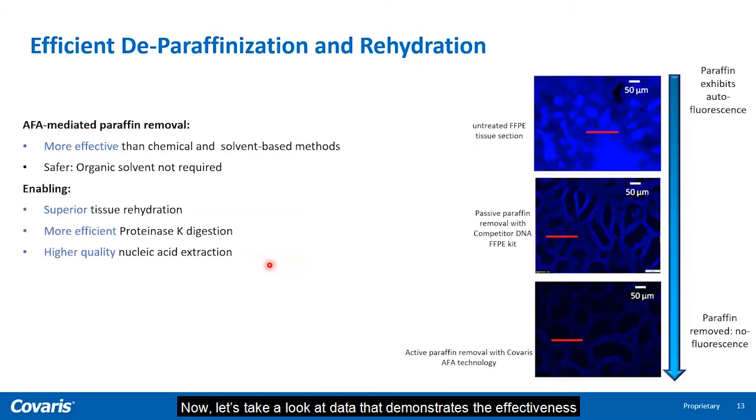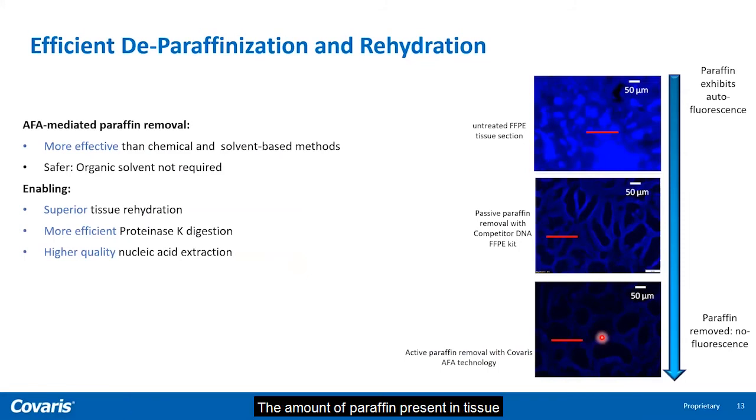Now let's take a look at data that demonstrates the effectiveness of AFA-based active paraffin removal. To compare the efficiency of AFA-based active paraffin removal to a passive removal with a chemical agent, 3 adjacent tissue sections were cut from the same tissue block. First section was left unprocessed. The second section went through competitor organic solvent-based passive de-paraffinization, and the third section went through Covaris AFA active de-paraffinization method.